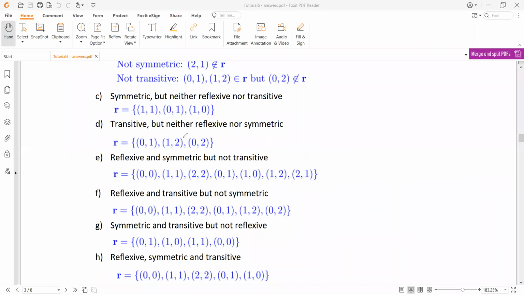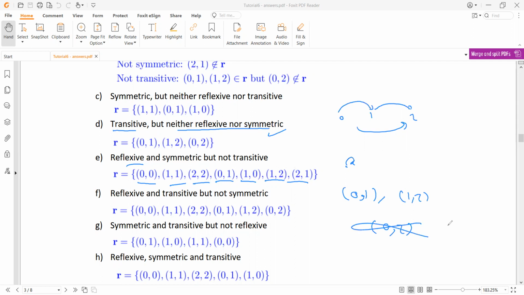So here, transitive, but neither reflexive nor symmetric. Okay, 0 to 1 and 1 to 2 and 0 to 2. This one. Reflexive, okay, I need to have 0 to itself, 1 to itself, 2 to itself. Symmetric, but not transitive. So 0 to 1, 1 to 0, 1 to 2, 2 to 0. But here, it's not transitive because I have 0 to 1 and I have 1 to 2, but I don't have 0 to 2, which makes the relation not transitive.